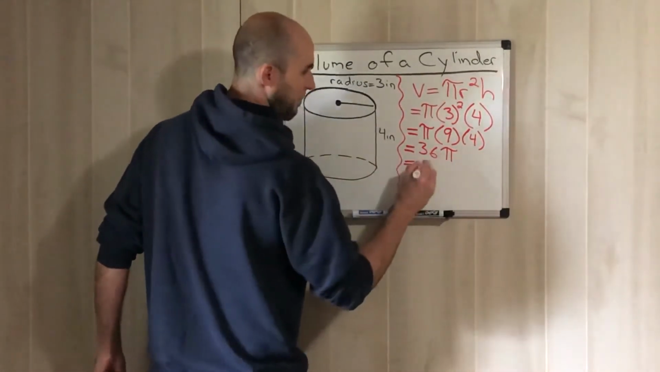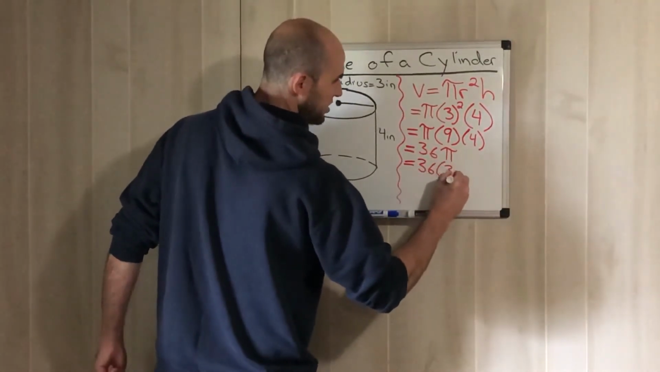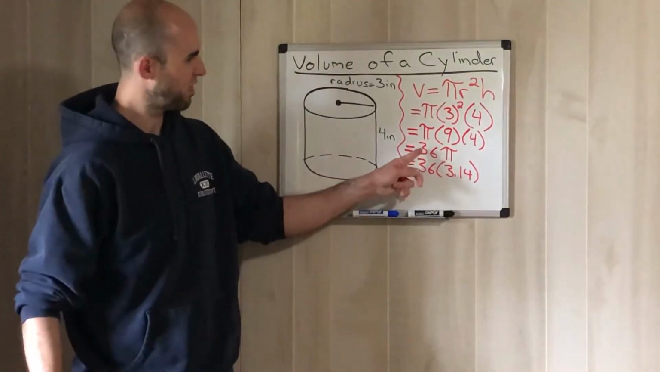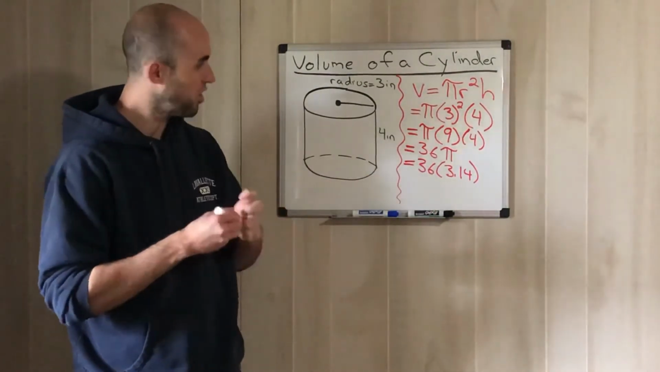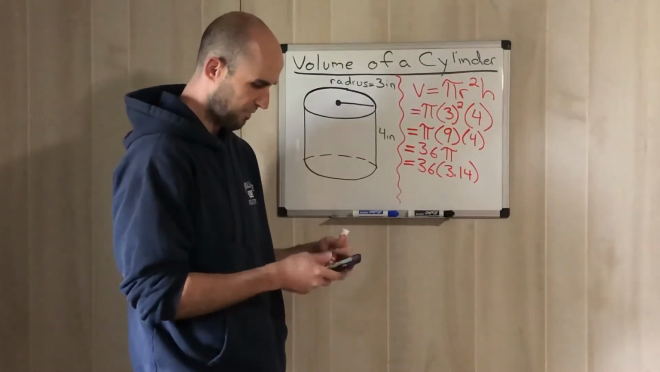And whenever you see the pi, just, again, get in the habit, just for everything that's going on now, use the decimal 3.14. So again, we're doing 36 times 3.14 there. And now once you go to actually multiply 36 times 3.14, let me grab the calculator.